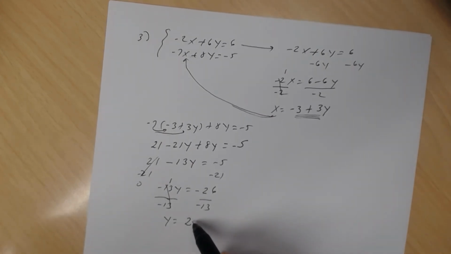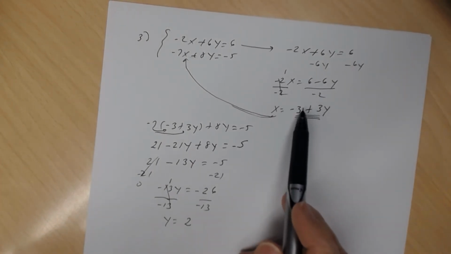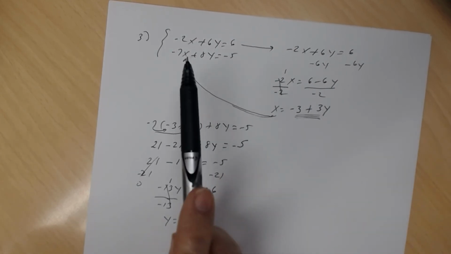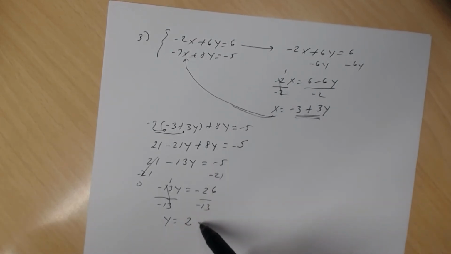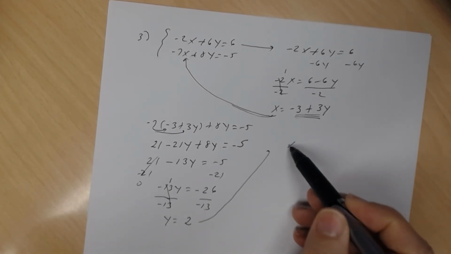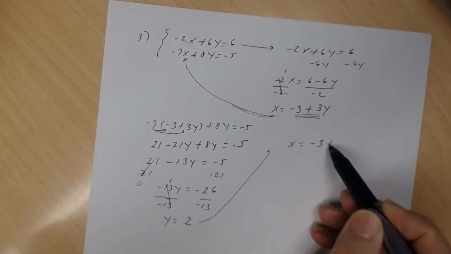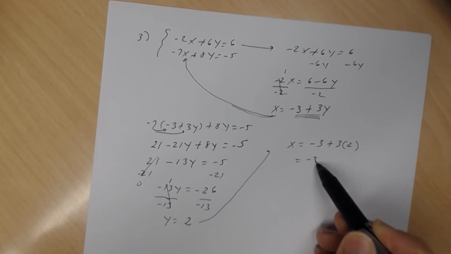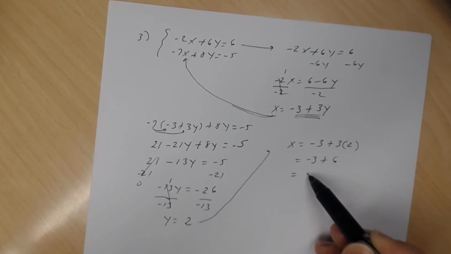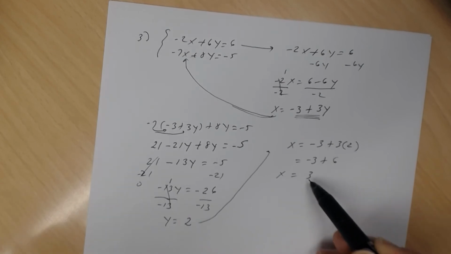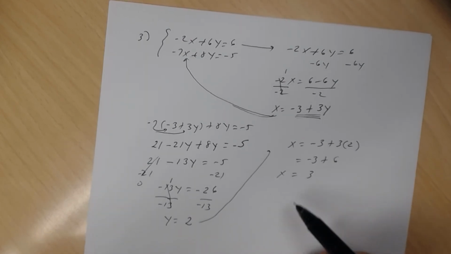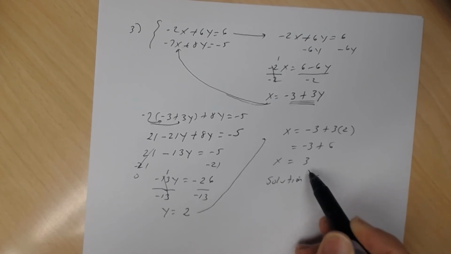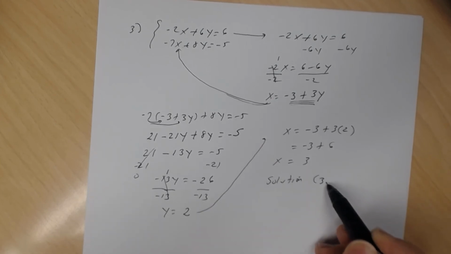All right, to find the x-coordinate, let's go back to this one. Now again, you could have easily messed up, but at the end you're going to check your work. You're going to check to make sure it does work out. All right, so I get x equals negative 3 plus 3 times y. y is 2. And so I get negative 3 plus 6, and negative 3 plus 6 is 3. So my x-coordinate of the solution is 3.